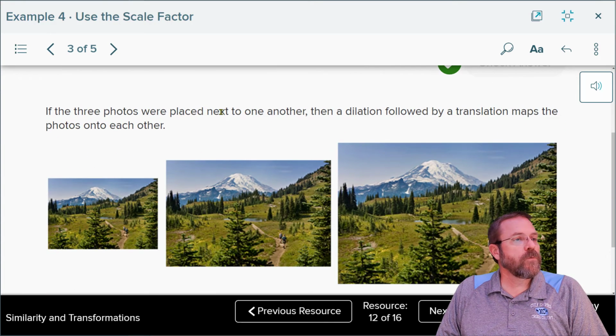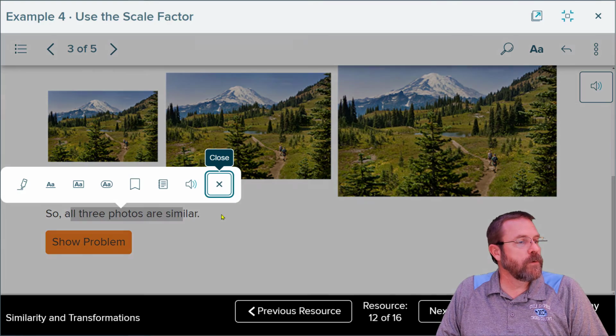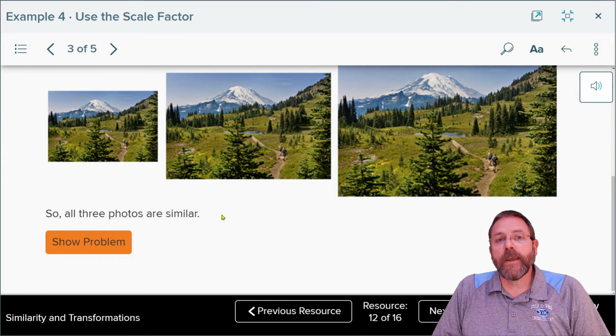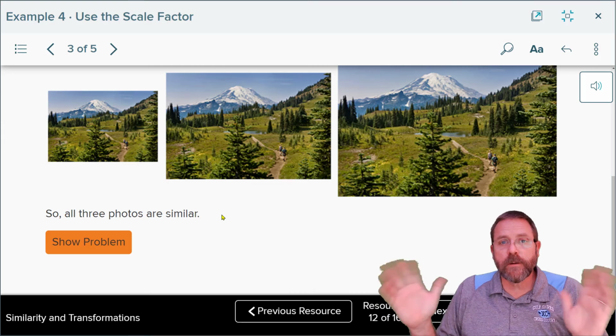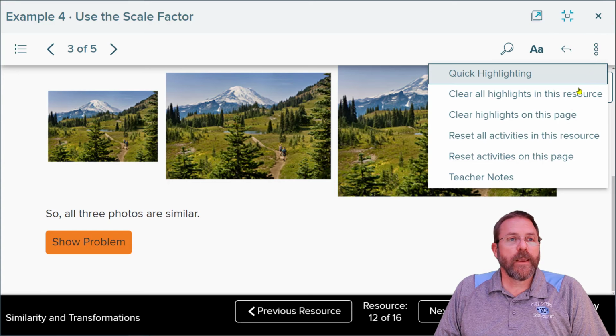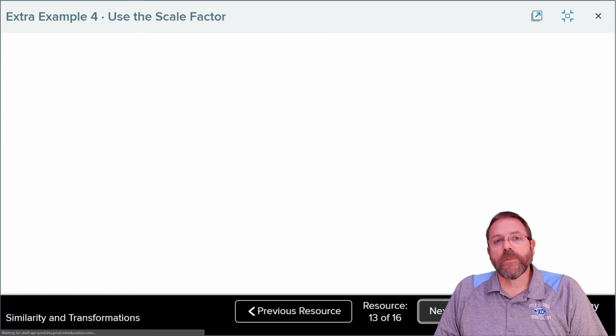If the 3 photos were placed next to each other and then dilated following the transformation maps, followed by translation maps, the photos onto each other, all 3 photos are therefore going to be similar. You can take and dilate them and then translate them on top of each other. Boom, they cover up perfectly. Those are going to be similar photos. We're going to reset this one, and we are now going to do the last extra example for this lesson.